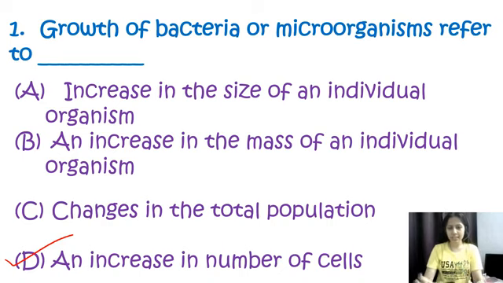While we can say the size or the mass of an individual bacterial cell might change slightly, the primary indicator of this microbial growth is the increase in the number of cells. So over here my correct option will be D, that is an increase in the number of cells.